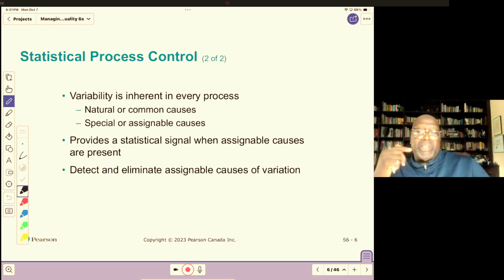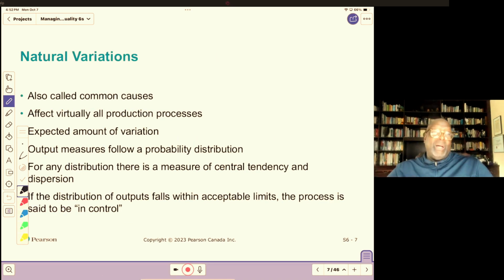So statistical process control provides a statistical signal when assignable causes are present. And that's when you have these outliers that we're talking about. Detecting and eliminating assignable causes of variation is what it allows us to do.